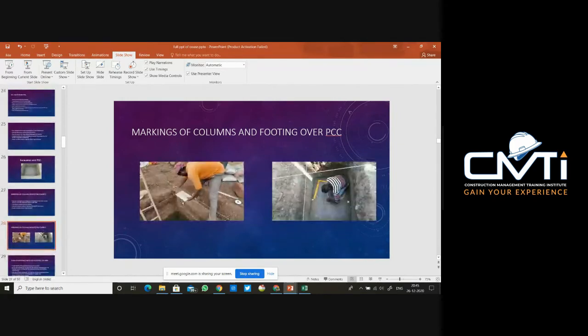Here you can see that he is marking with the use of the plumb bob. He is marking on the PCC beneath it, and in the right picture you can see the right angle by which he is marking the footing layout and the column layout.